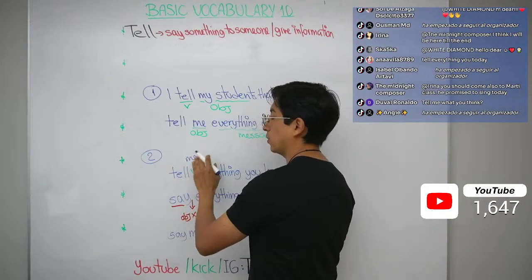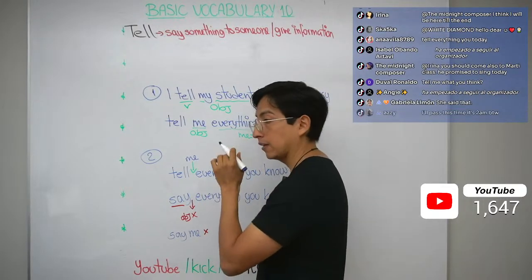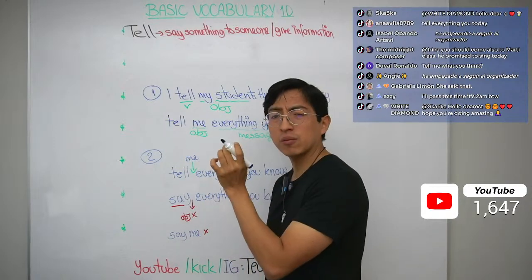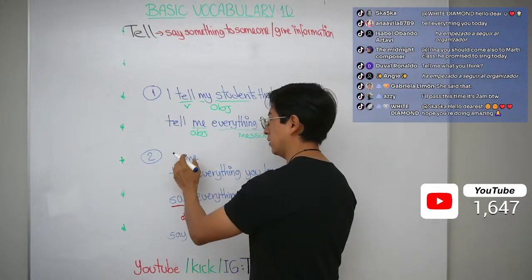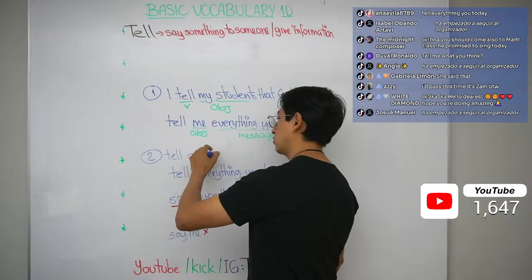Okay, the second thing that we're gonna use here are some collocations. Okay, so we can use some collocations. Do you remember some collocations with tell? Okay, I'm gonna help you with one. For example, you can say tell a story.